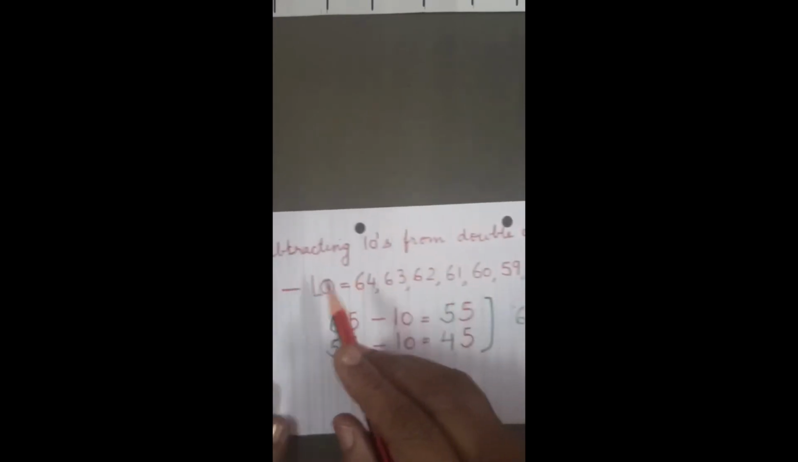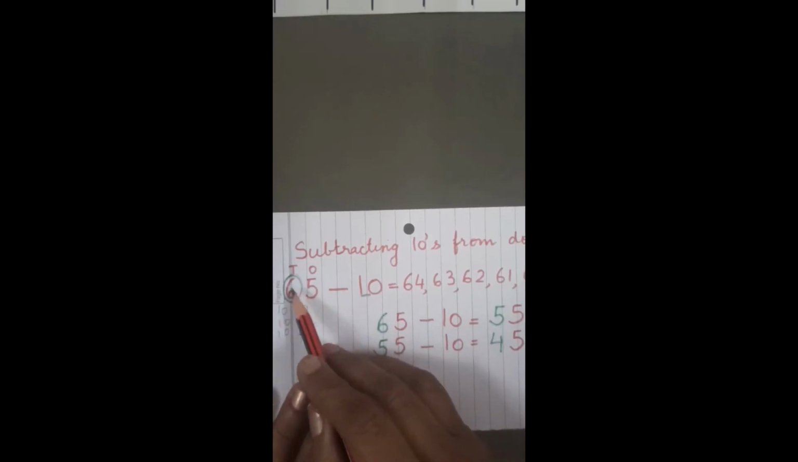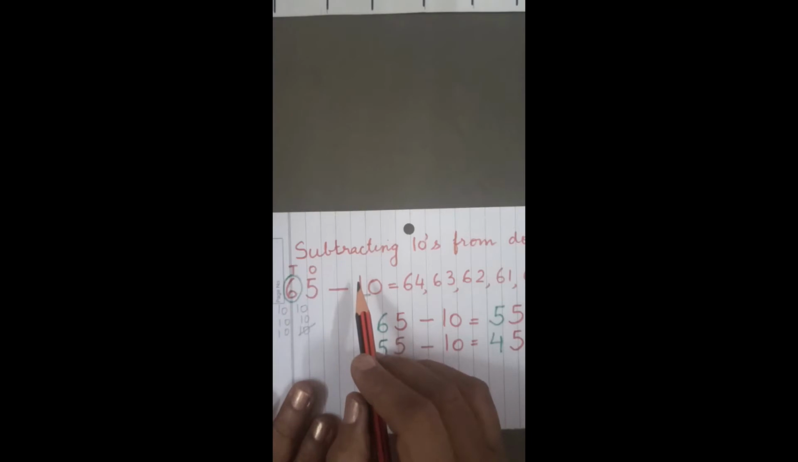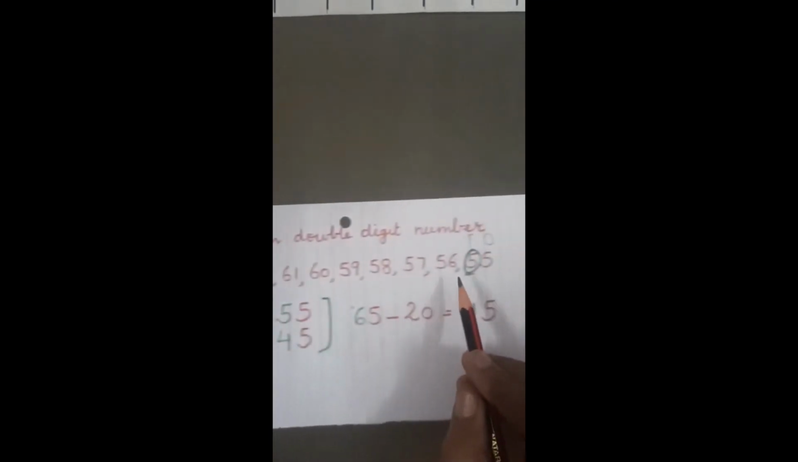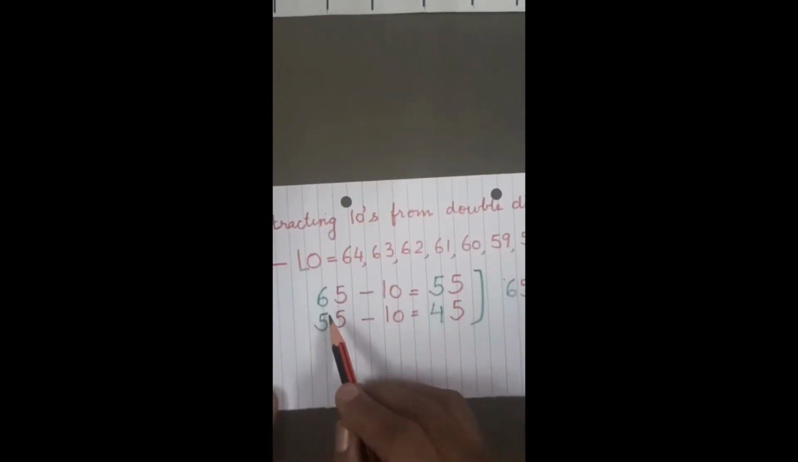So what did we understand? Whenever we subtract 10 from a double digit number, the digit at the tens place decreases or becomes smaller by 1. 6 will become 5 and we have 55 as the answer. Is that clear? So let's quickly do it in this way.